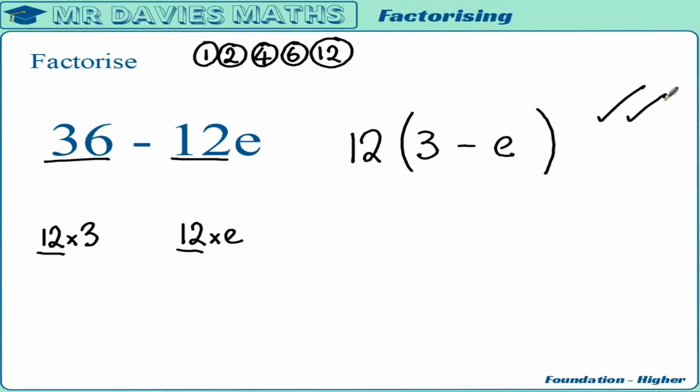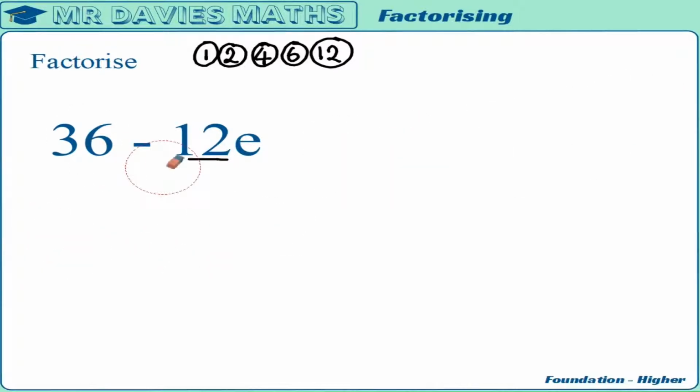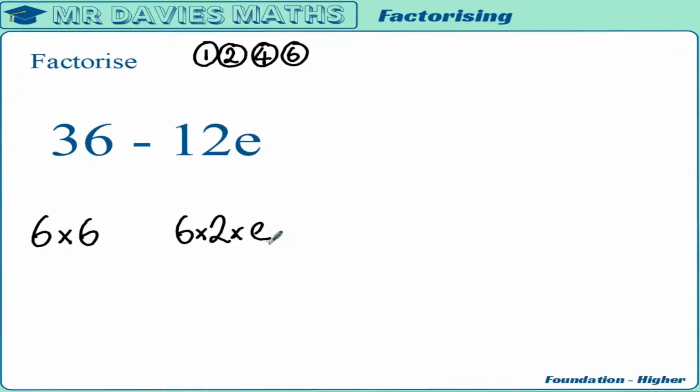Now let's backtrack for a second. Let's imagine that we'd not noticed that they were both in the 12 times table. Imagine we stopped at the 6 times table. So would I still get the correct answer if I used 6 on the outside? How would I make 36 using a 6? Well, I would have done 6 times 6. How would I make 12e? Well, I would have done 6 times 2 times e.